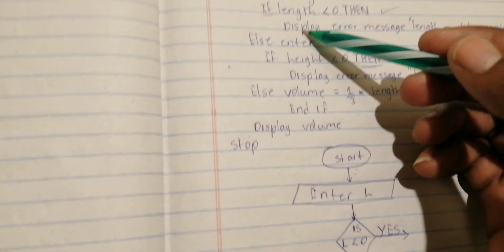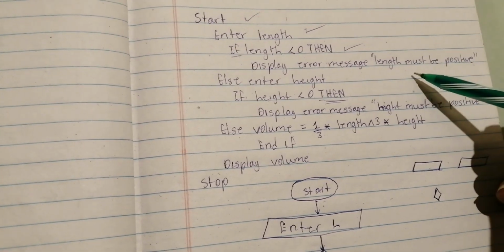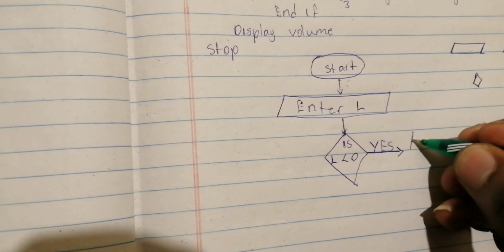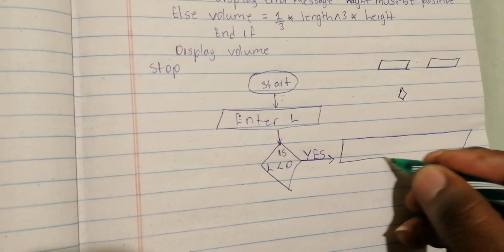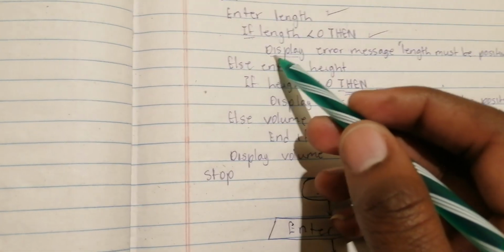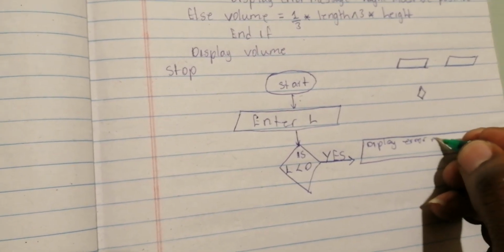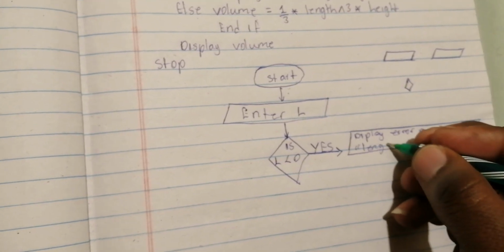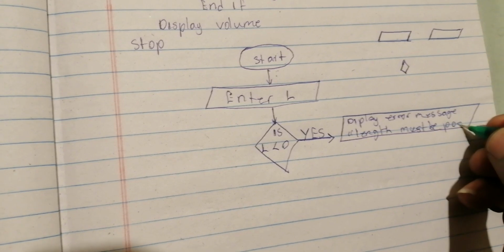After writing that, notice that here it says display error message, because length must be positive. So display, again you see this key term, display. The shape for display is a parallelogram, so we draw a parallelogram like that, and inside this parallelogram we write whatever we see here. We're going to say display error message, length must be positive, like that. So we are done with this step.